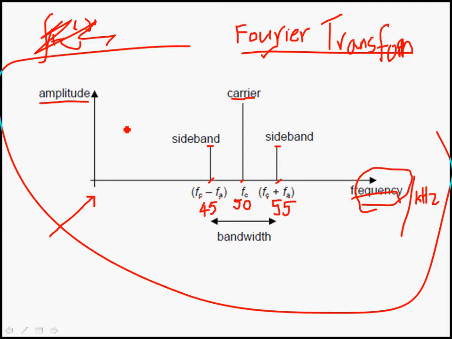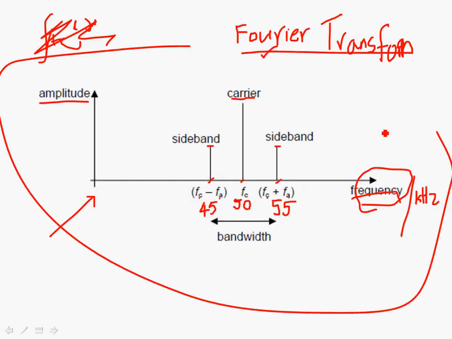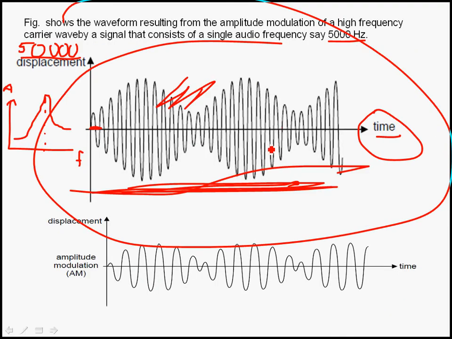So for the moment, let's just accept that this graph, which is a displacement versus time graph, when converted to an amplitude versus frequency graph, would contain these three lines. Now I used 5000 hertz as my audio frequency. Now nobody talks at 5000 hertz only. It will be just a sound like that, but we don't want that.